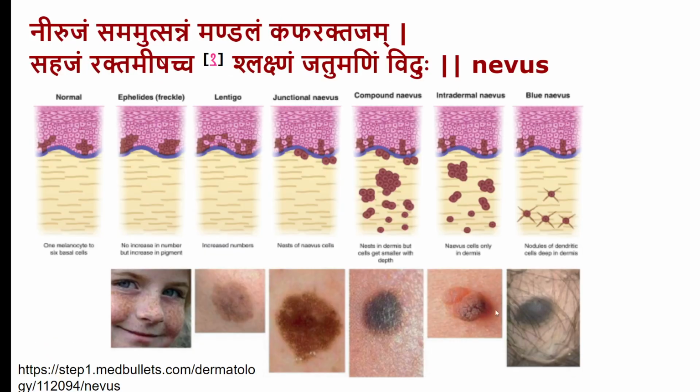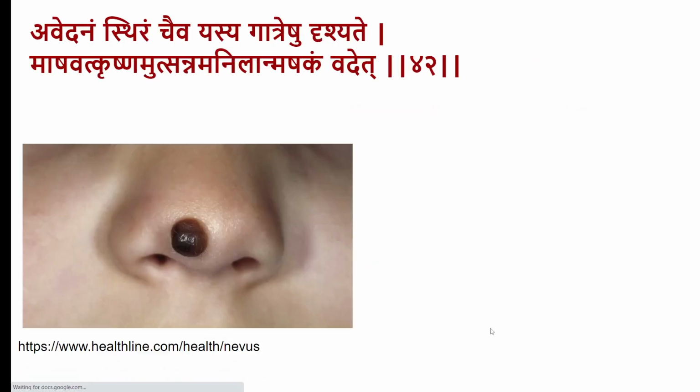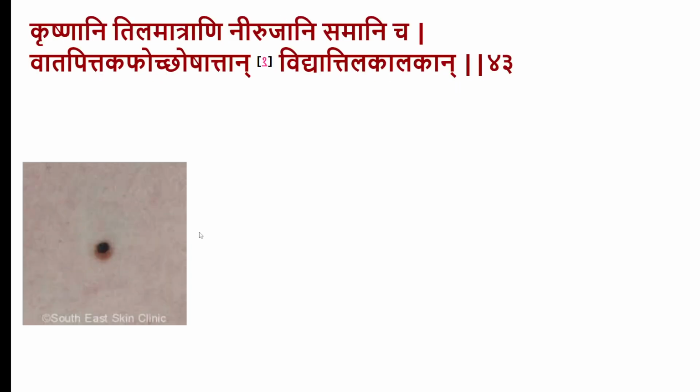A nodular nevus or intradermal nevus also could be considered as the mashaka. But from Sushruta's point of view, they have given a different name based upon the size. When a similar lesion presents with a smaller size, tila, then it's considered as a tilakalaka. Krishnani tilamatrani nirujani samanija vatavitta kapokshoshata pan vidya tilakalaka. Again, these are birthmarks, nevi, which are small spots, which are called as the tila.